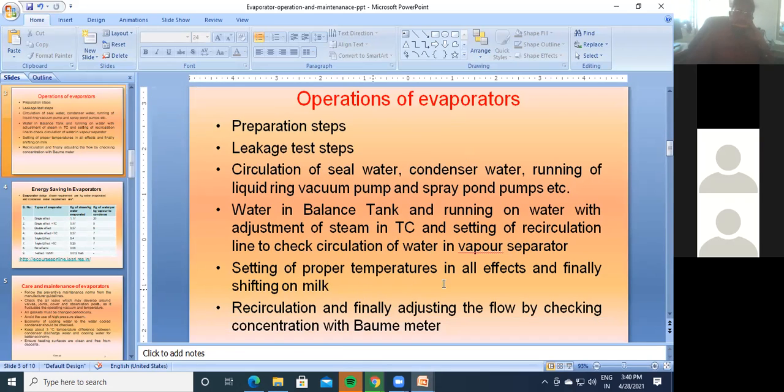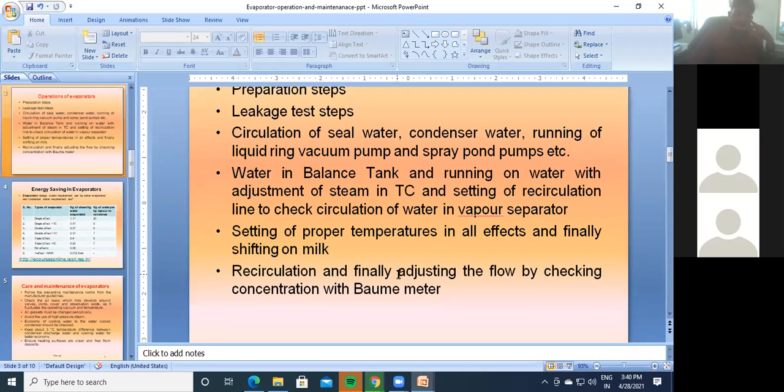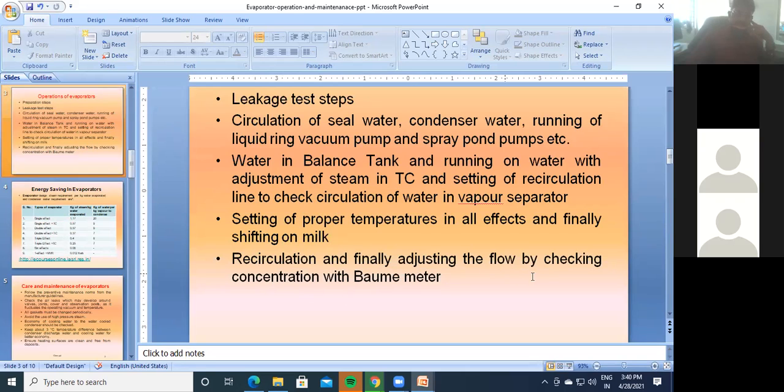Setting up proper temperatures in all effects: if the leakage is removed and vacuum is maintained without leakage, then you start by opening the steam and seeing the temperature in all the effects. After that, you close the water to the balance tank and take milk into the balance tank, setting up the proper temperature in all effects, and finally shifting on milk is done. Recirculation and finally adjusting the flow by checking concentration with thermometer.